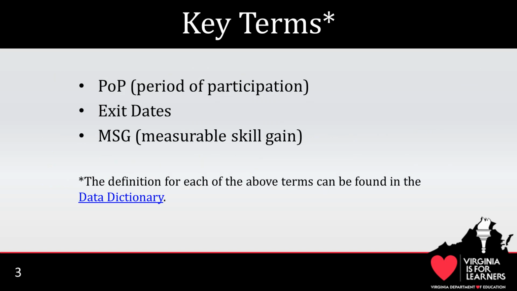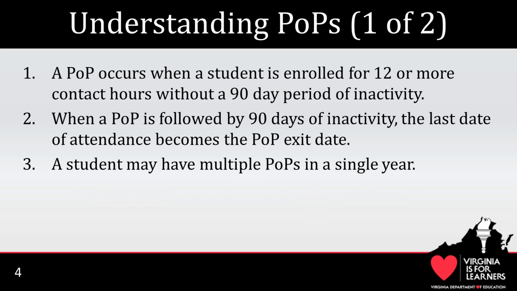Important terms you need to know for our discussions of NRS Tables 4 and 4C are periods of participation, or POPs, exit dates, and measurable skill gain, or MSG. A POP, or period of participation, represents a period of adult education and literacy activity to be reported at the end of the year. In a POP, a student must complete 12 or more contact hours without a 90-day period of inactivity. When a POP is followed by 90 days of inactivity, the last date of attendance is designated as the POP exit date. It is possible that a student may have more than one POP in a fiscal year.